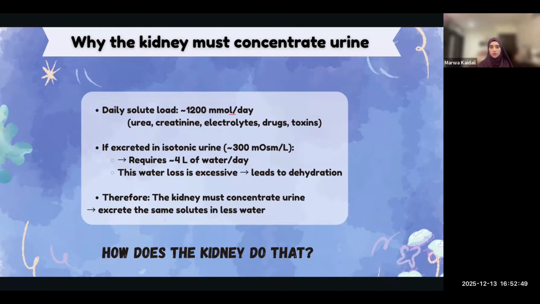So the way our body compensates for this is that we try to concentrate the urine while also reabsorbing as much water as possible. So we're not losing that much water, because 4 liters would lead us to become dehydrated. Okay? So we're going to see how urine gets concentrated. Is this fine? Basically, we're going to try to concentrate the urine while losing as little water as possible. This is the idea that I want you to get from this slide.